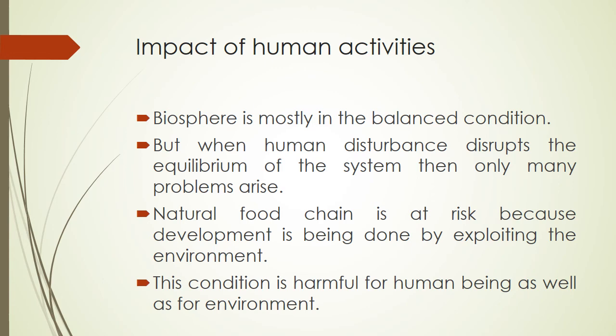But what happens when human beings disturb this equilibrium? For their own development, for the development of human beings, they exploit the environment. They disturb the chain, and this way it comes at risk. This condition is harmful for human beings as well as for the environment.